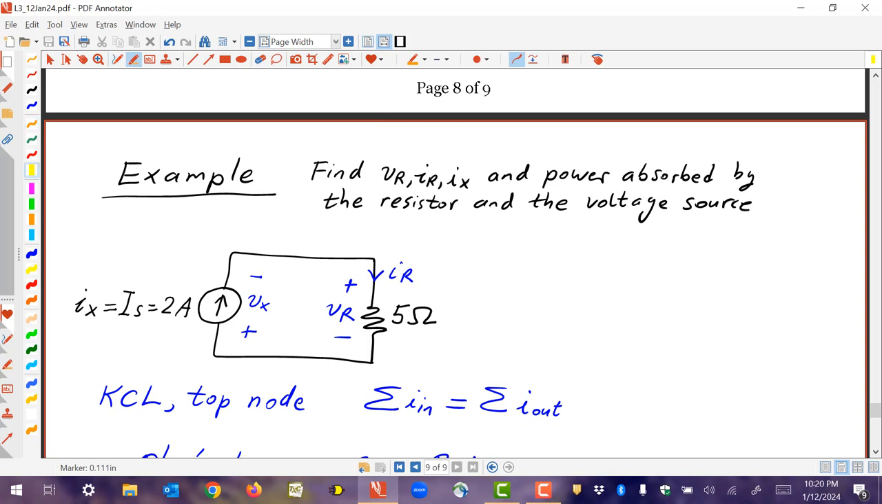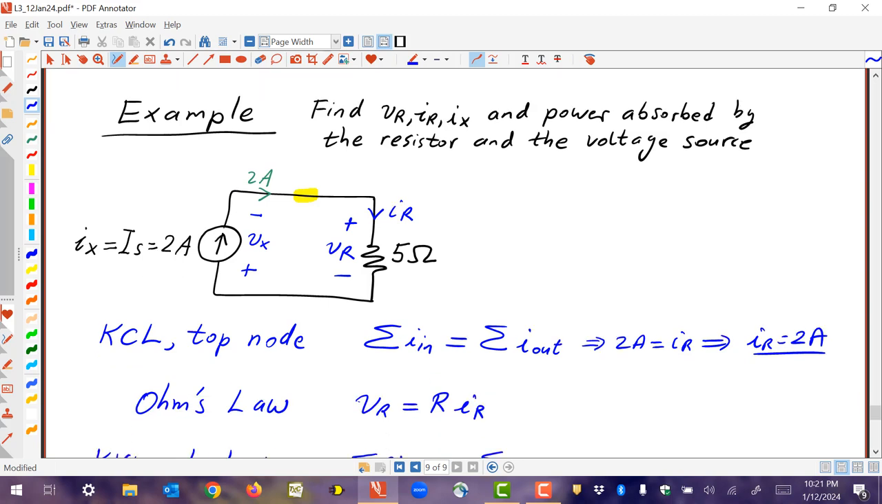Okay, so again, we'll take the top node. What's going on is we have the 2 amp source bringing current into it, and IR is coming out, right? That's how we're measuring the current to the resistor. So if you apply current in equals current out, what's the current coming in at the top node? 2 amps. What's leaving? IR. Well, then obviously IR is 2 amps.